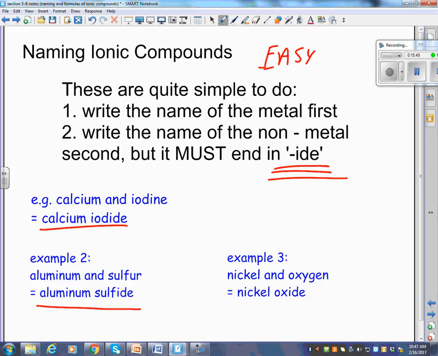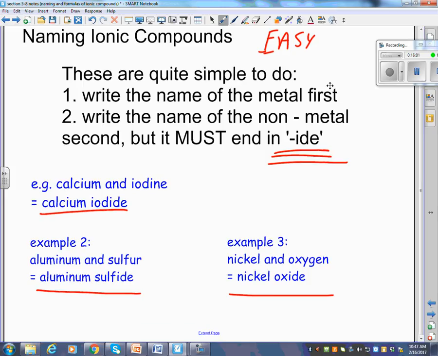Nickel and oxygen. Nickel oxide. Please don't get this wrong in the test. It's super crazy easy. Okay? I'm going to go borrow those scissors again.